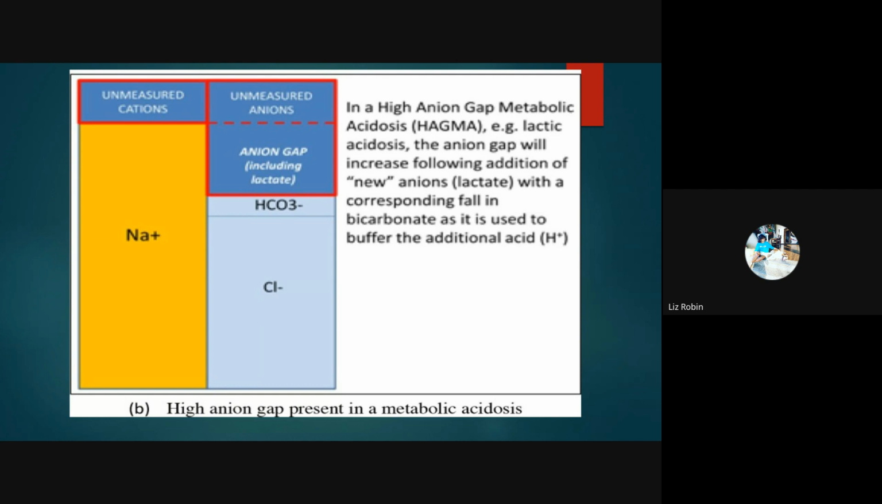So there will be a corresponding fall in bicarb as well, because as you know, the system of buffers. When there's an acid to neutralize, bicarb will also come in. So then since there are unmeasured anions coming in, the bicarb will try to buffer. So there's a simultaneous drop happening here as well as the addition of the unmeasured anions, causing the gap to increase. So this is nothing but high anion gap metabolic acidosis.